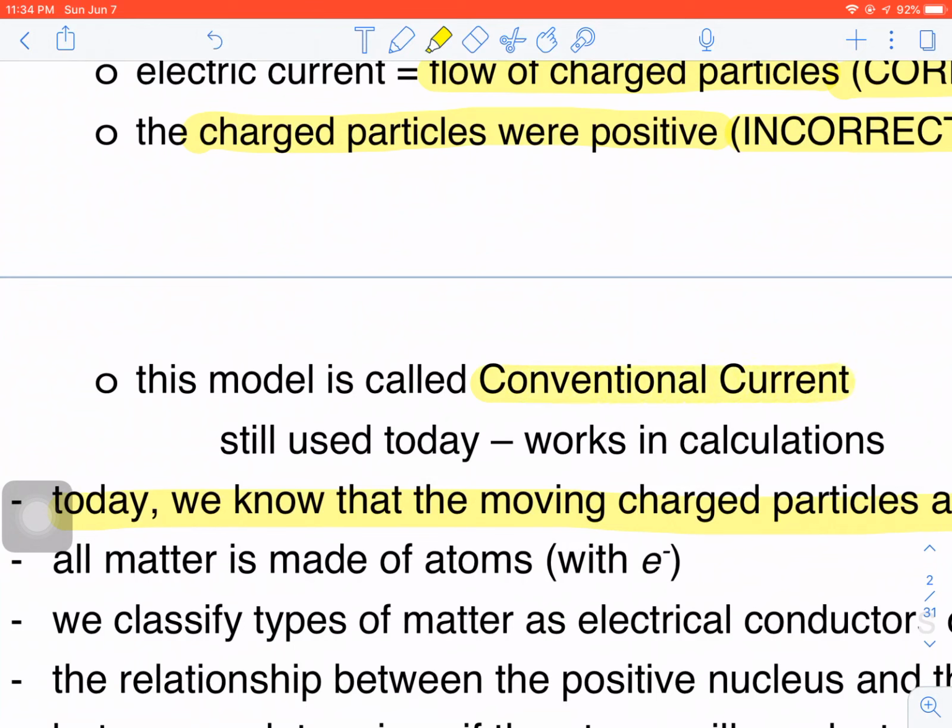Convention says red means stop and green means go, right? That's the convention. That's what we all know. That's what we all believe. My 4-year-old grandson would tell you, red means stop, Papa, the light's green, right? So that conventional current still works.